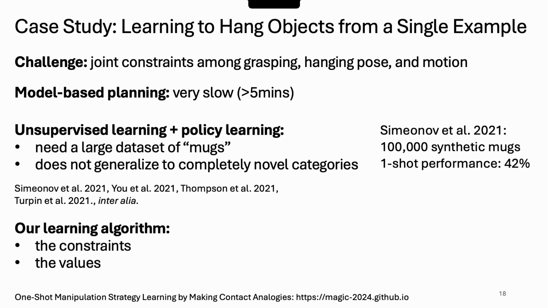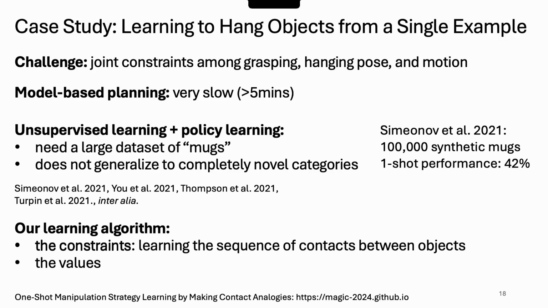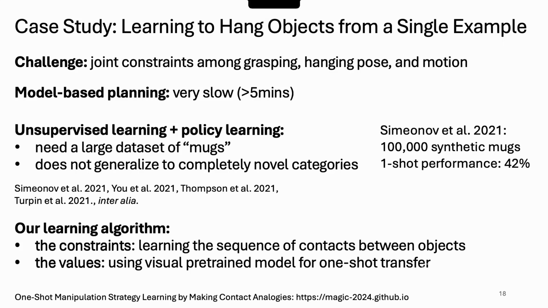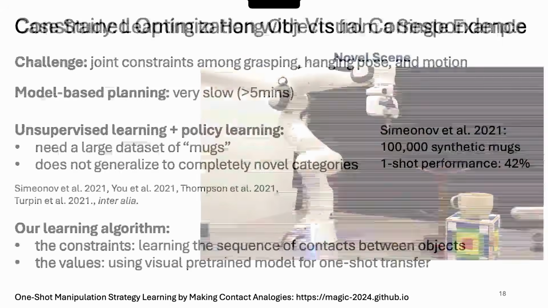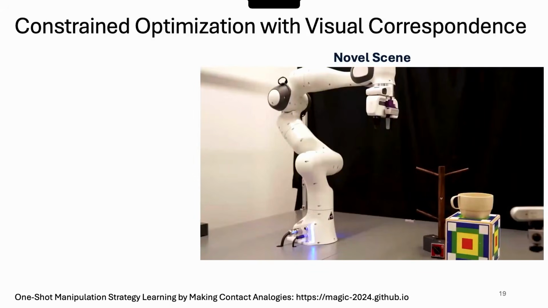So based on the framework that we had before, now we can decompose the problem into two parts. The first is that we want to learn, in order to solve this hanging task, what is the set of constraints I need to follow? This is equivalent to detecting the sequence of contacts that I need to make between my robot and different objects. Like in the first step, I want to make contact with the mug, and then I want to have the mug making contact with the mug tree. And second of all is, how can I compute the contact positions where I need to make contact? So our solution to this problem is that we're doing a constraint optimization with visual correspondence guidance.